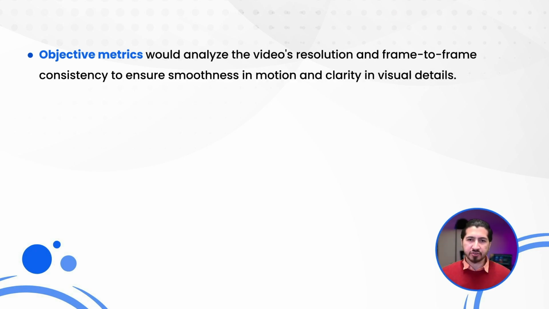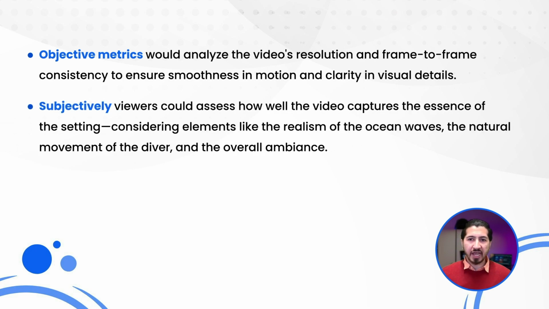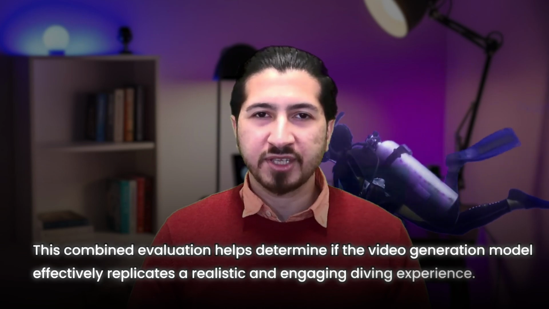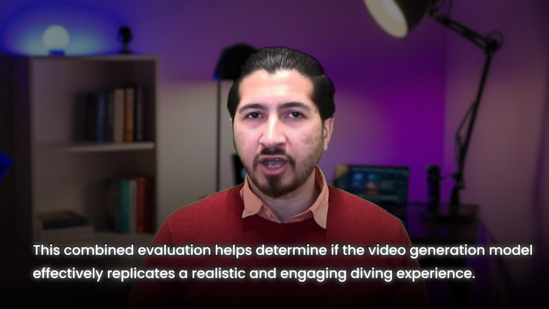For example, consider evaluating an AI-generated video that depicts a diver in the ocean. Objective metrics would analyze the video's resolution and frame-to-frame consistency to ensure smoothness in motion and clarity in visual details. Subjectively, viewers could assess how well the video captures the essence of the setting, considering elements like the realism of the ocean waves, the natural movement of the diver, and the overall ambience. This combined evaluation helps determine if the video generation model effectively replicates a realistic and engaging diving experience.